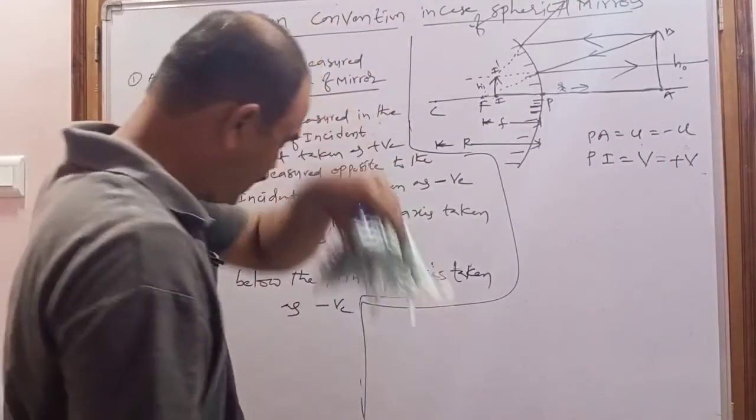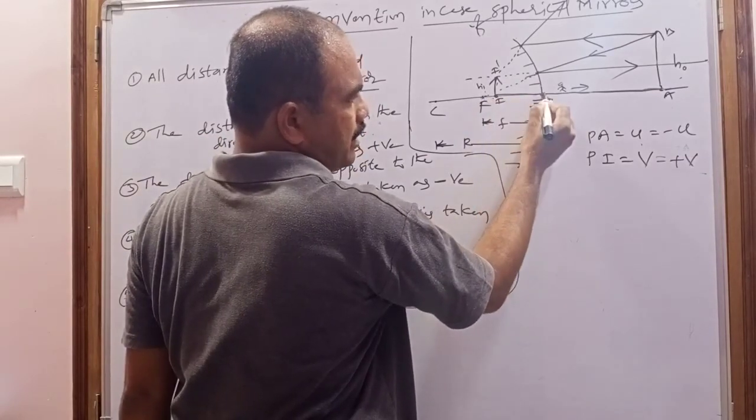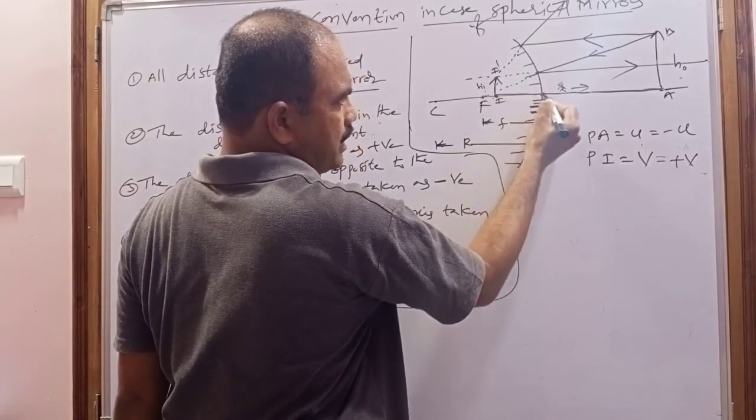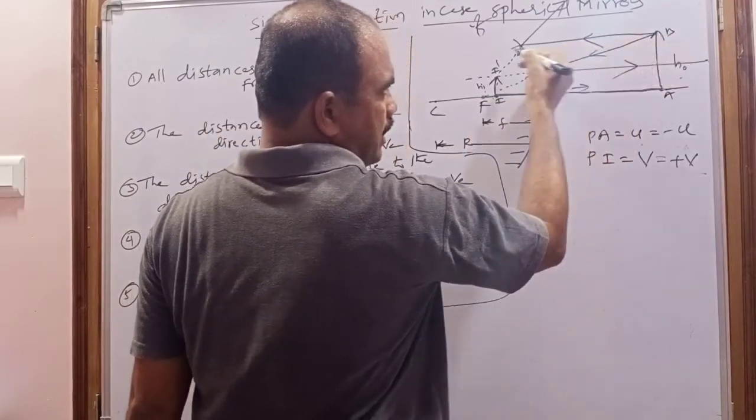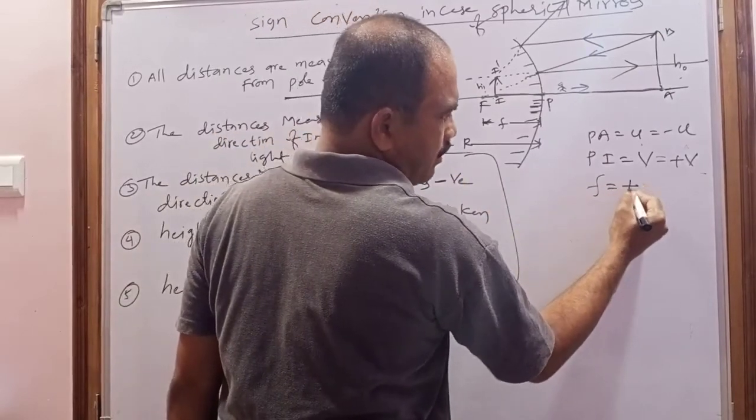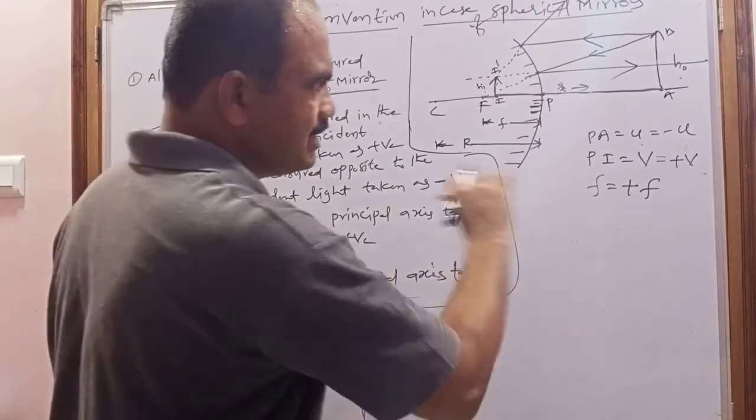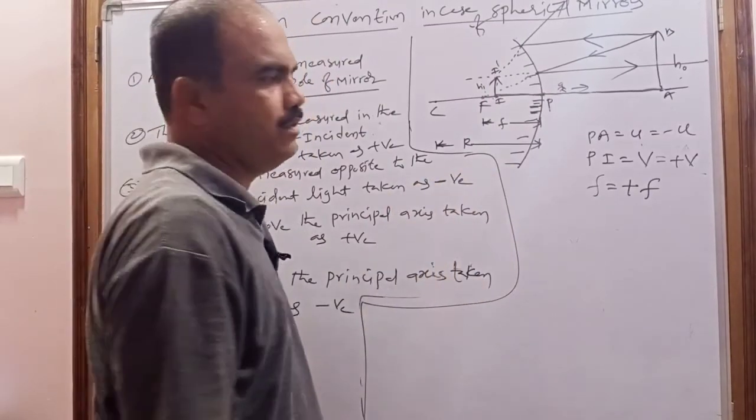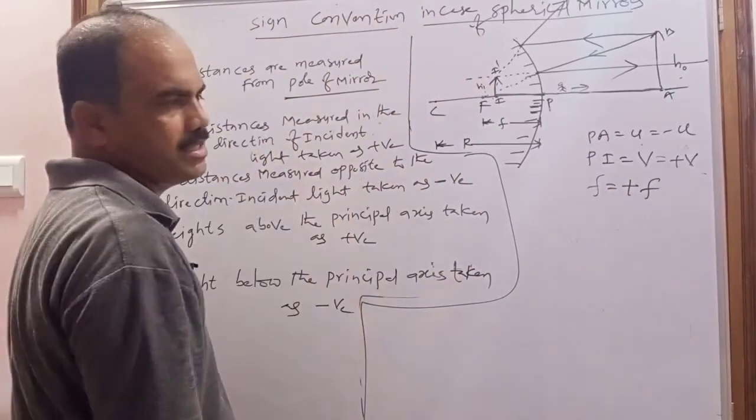Now the focal length, the distance between pole and focus. To measure it, you move in this direction, and the incident ray is also in the same direction. That is why the focal length of the convex mirror is taken as positive. This is the reason the convex mirror focal length is positive, by following the sign convention.